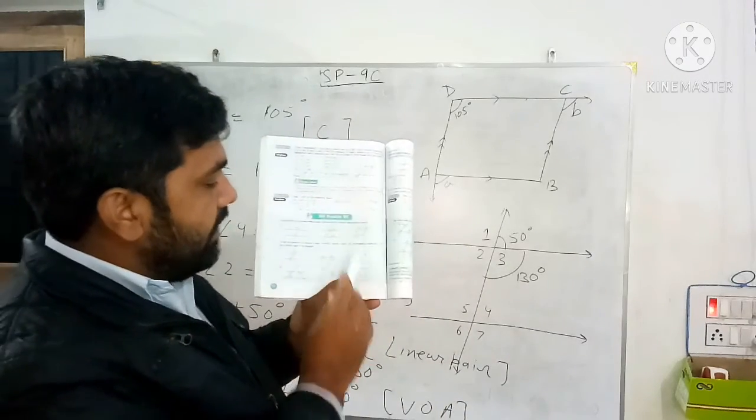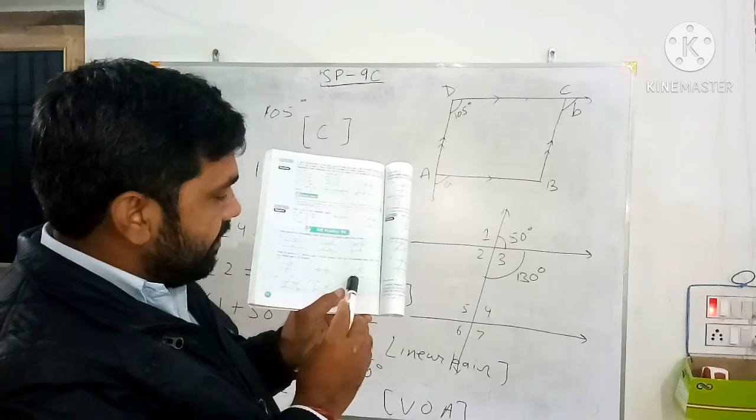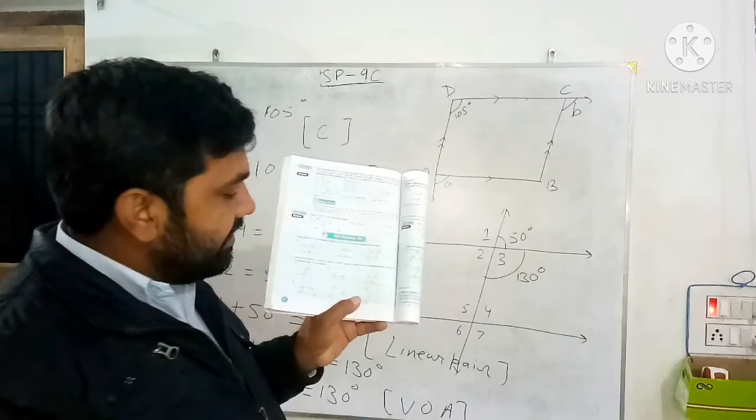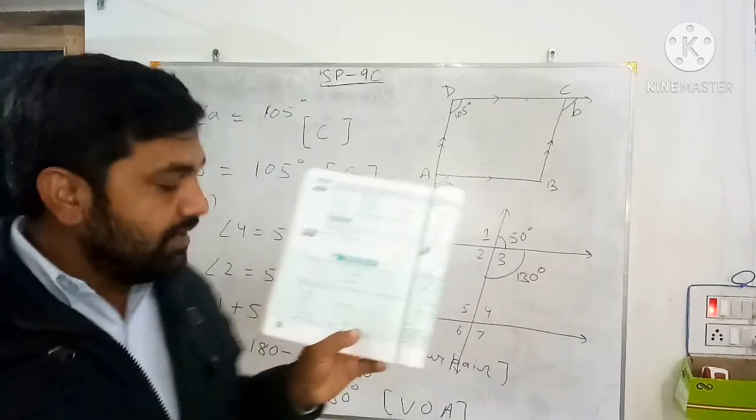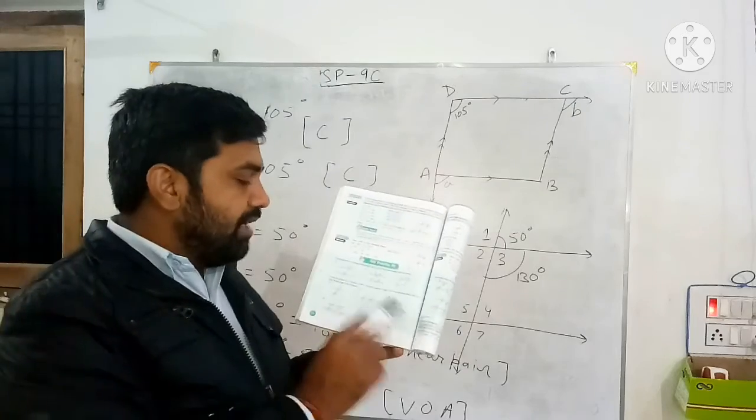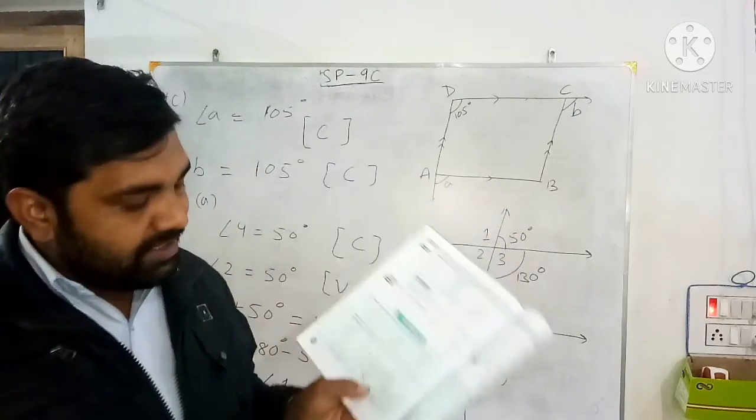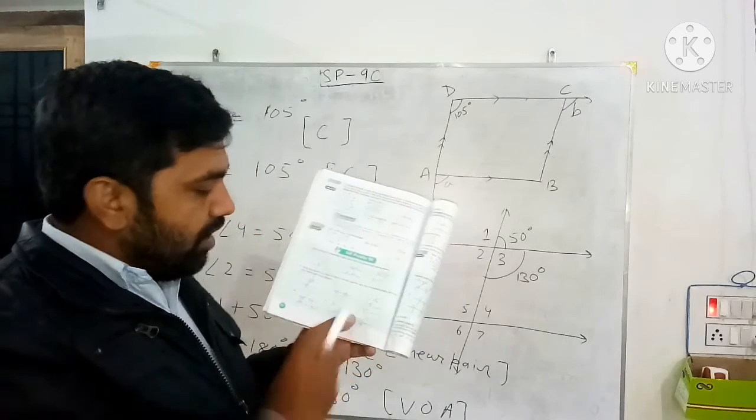In the figure, these two lines are parallel, and this is a transversal, and B at 120 degrees is the co-interior pair. So a co-interior pair is always supplementary. So the sum of angle B and 120 is 180 degrees. So B will be what? 180 minus 120, that is 60 degrees. So we have got the angle B.